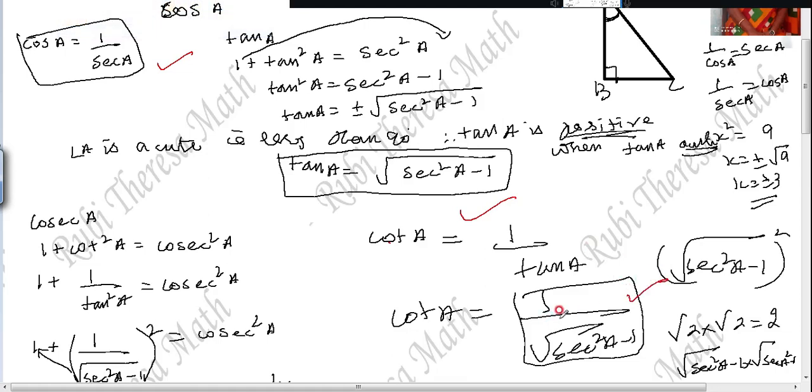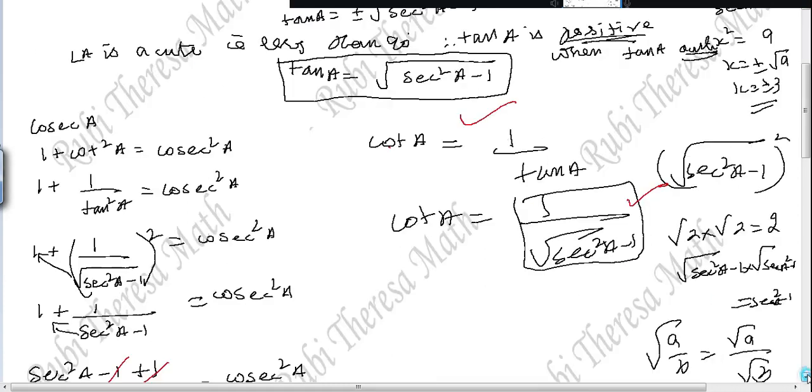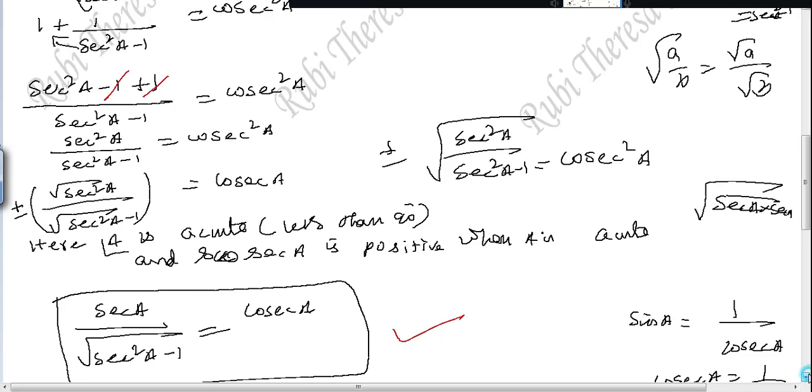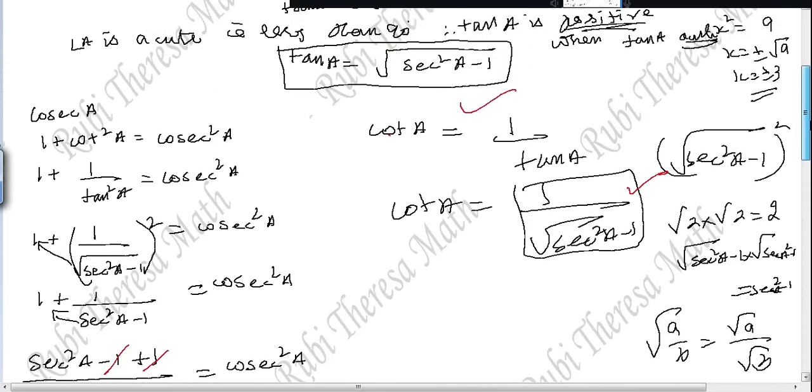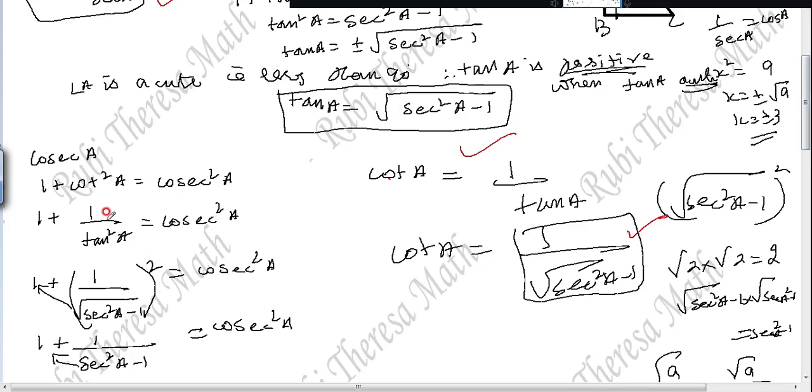So remaining 5, isn't it? Cos A, tan A, cot A, next is cosecant A, next is sin A. Do you follow? Every one of you. So this is very easy only. The only thing you should know is the Pythagorean trigonometric identity and also the reciprocal relations. What are the fundamental trigonometric ratios? Those 6 ratios you should know. Understand? Do you follow?